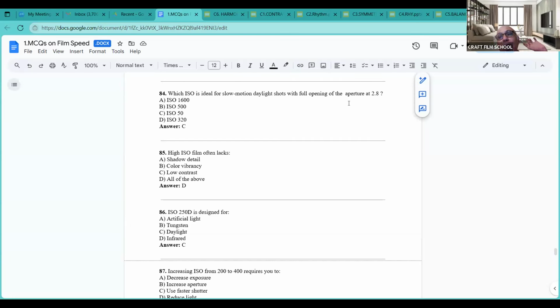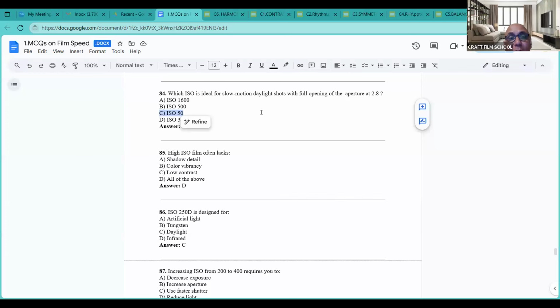The second way is you add more light. You boost up the light level instead of fixing your aperture, with additional light, which you can't do here. He is saying that you can use a higher ISO to compensate for your light. But at the same time, he is also saying slow motion daylight shots. So to me, this answer of 50 ASA is not correct.